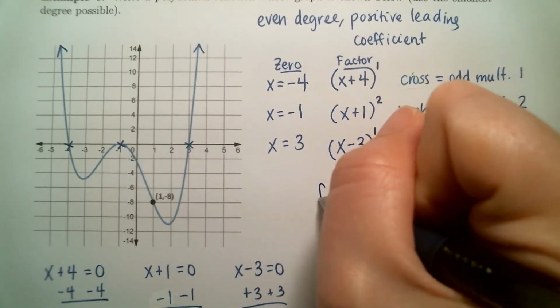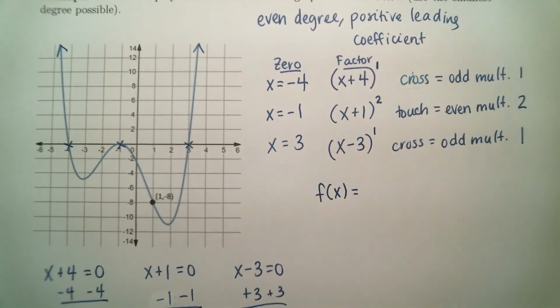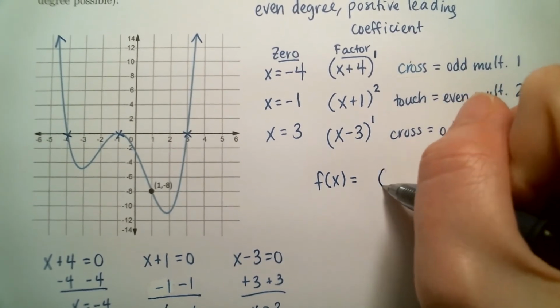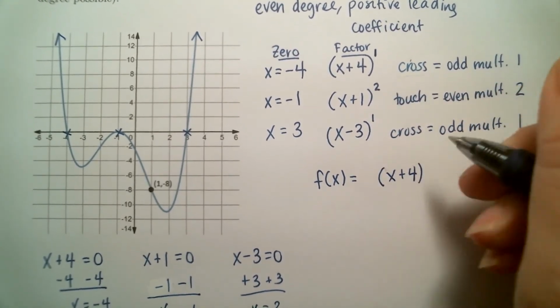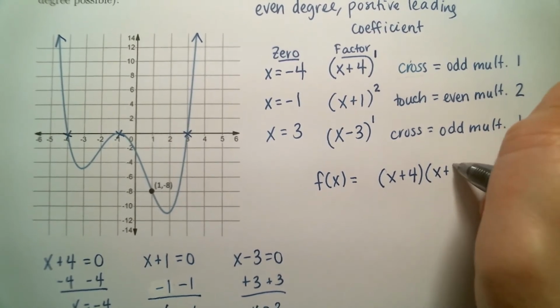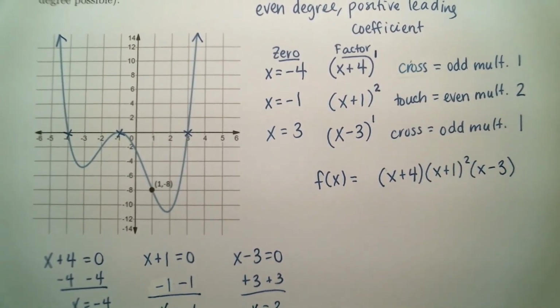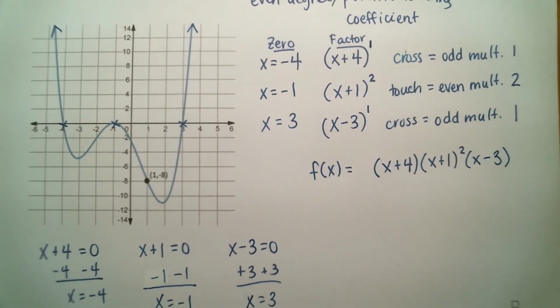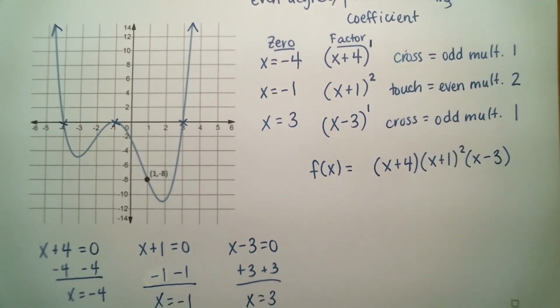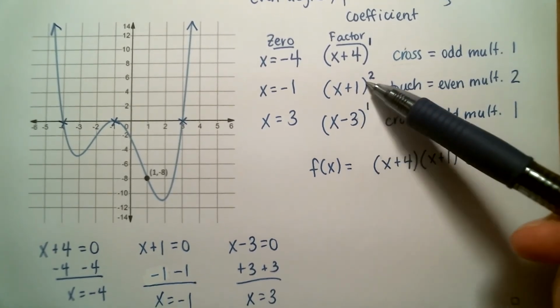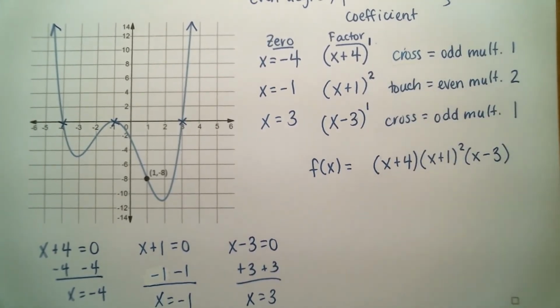All right, so to build our formula, our function is going to be: take the factors and multiply them together. So we're going to get x plus 4 to the first power times x plus 1 squared times x minus 3, okay? You can multiply in any order that you want. Remember, if you do 4 times 5, it's the same thing as 5 times 4. So you could have put this one first, then this one, or this one. It doesn't matter.